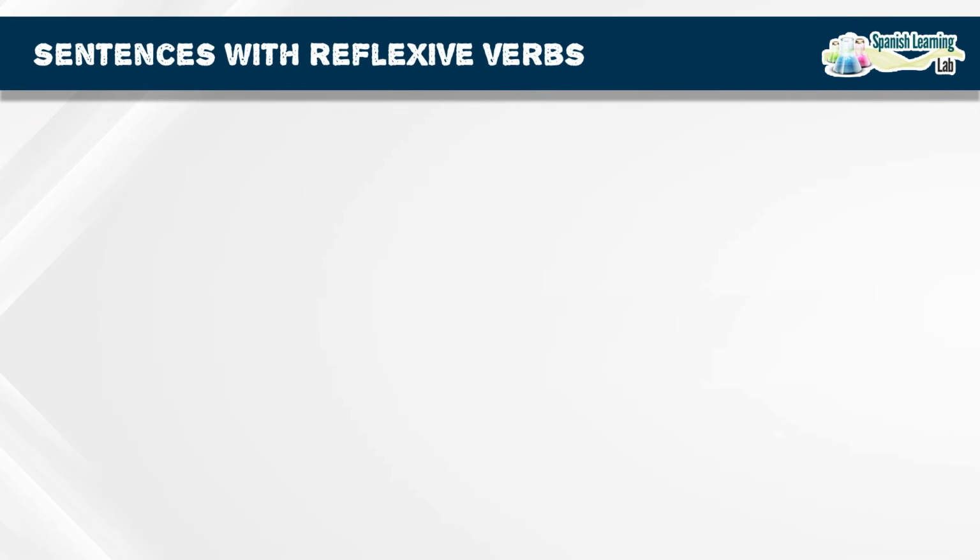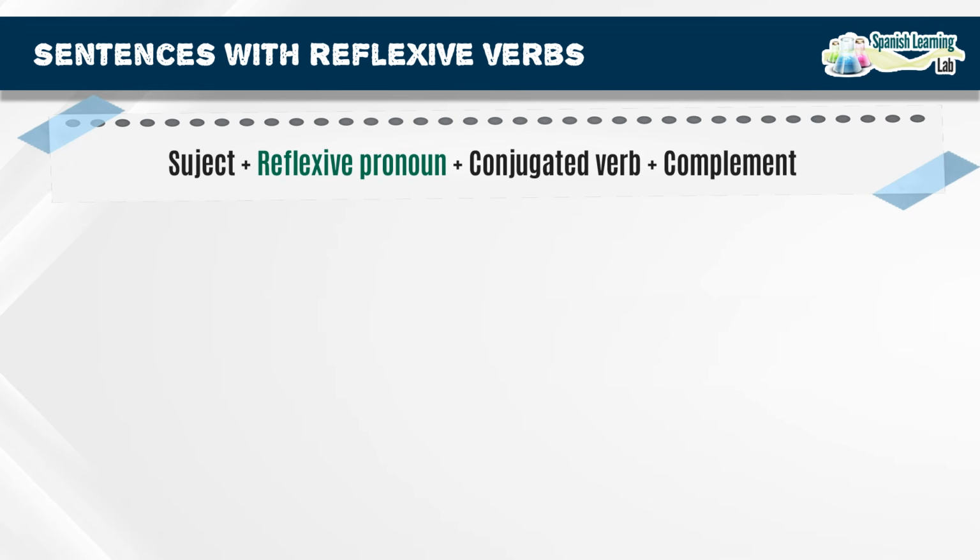Forming sentences with reflexive verbs. To form sentences with these verbs, we follow the structure subject plus a reflexive pronoun plus a conjugated verb plus a complement. In most cases, the verb is conjugated following the rules for regular verbs, and there are special cases. Let's take 3 reflexive verbs as a reference and form sentences with them.